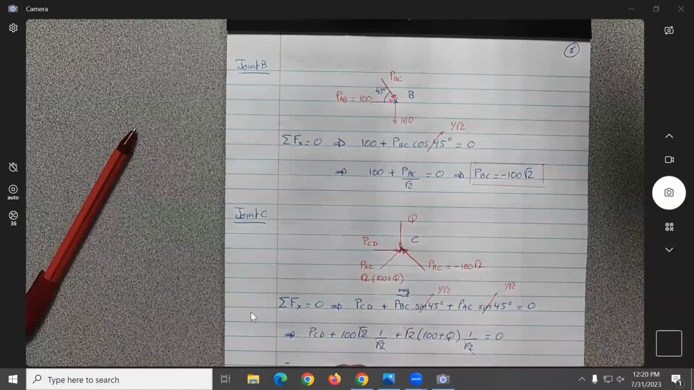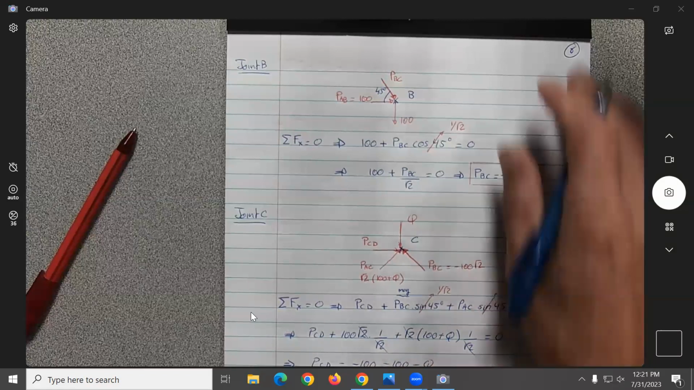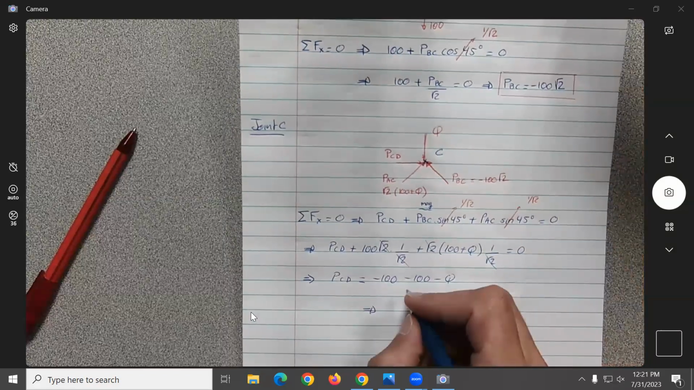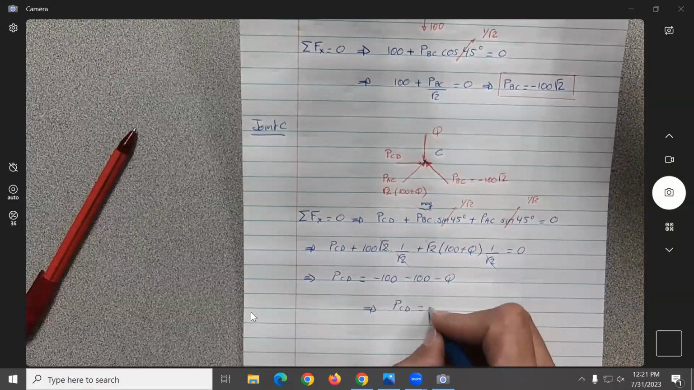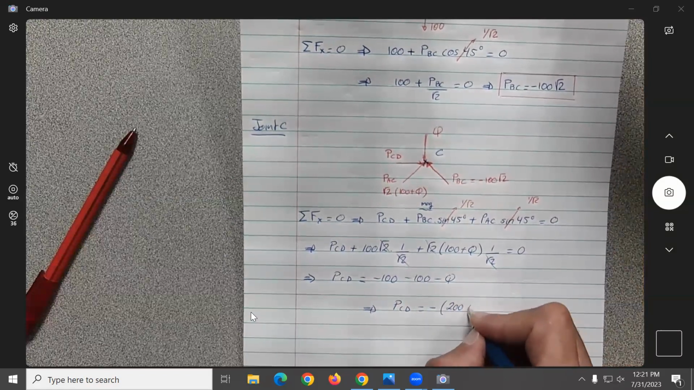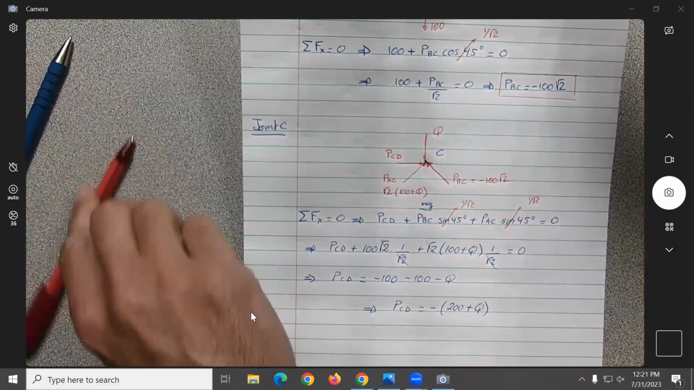So this is going to give us that PCD will be equal to what? Okay, so it should be minus 100 here, minus 100 minus Q. Sorry for that. So PCD will be equal to negative 200 plus Q.